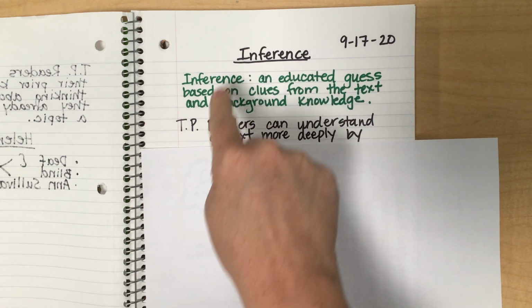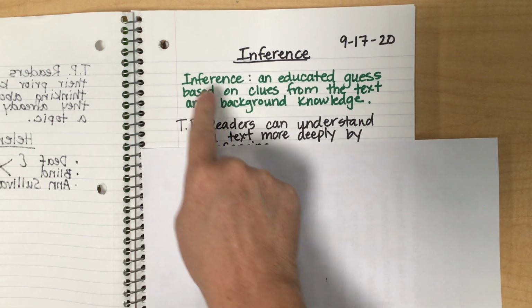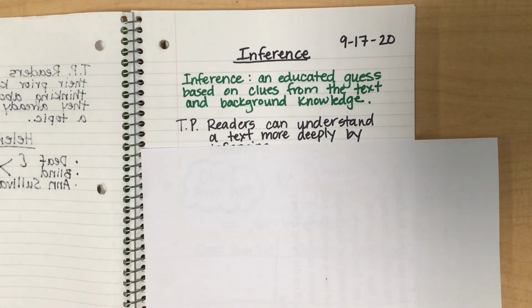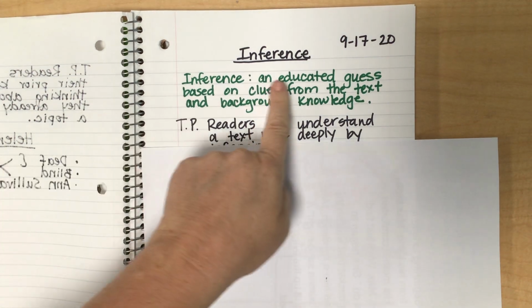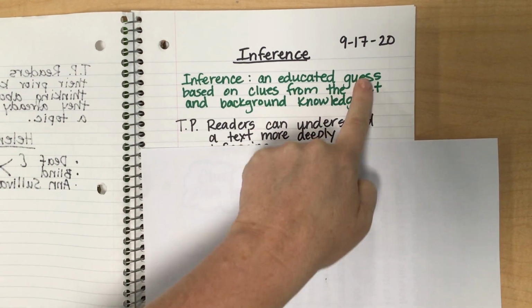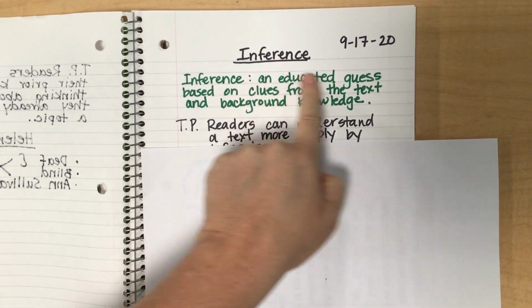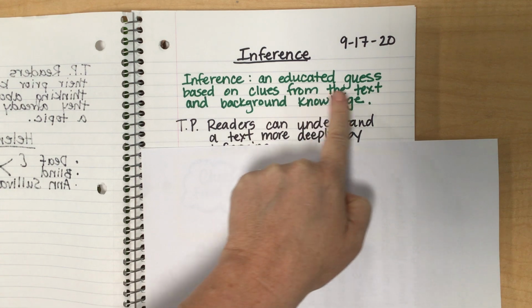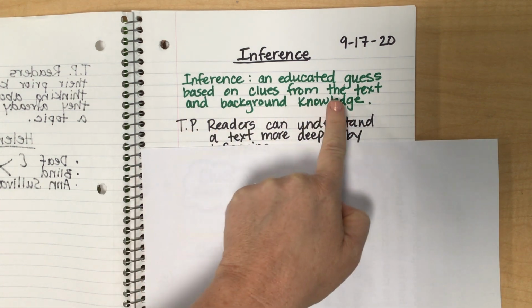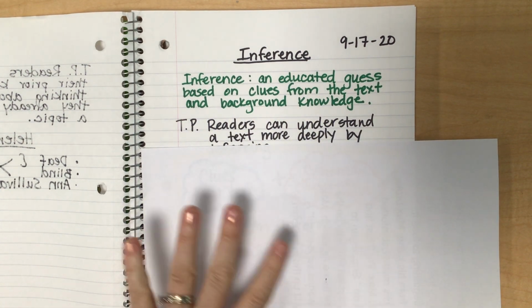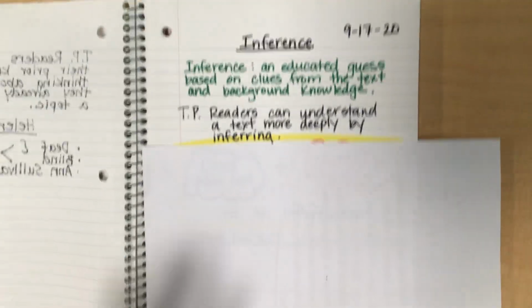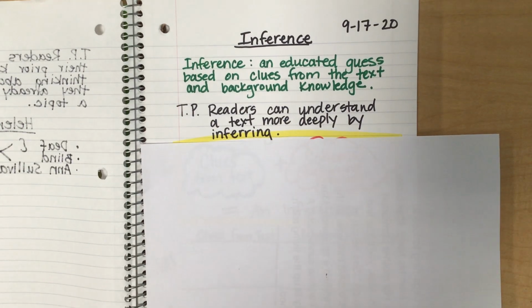I thought before we write the teaching point, let's write what an inference is. An inference is an educated guess. That means a guess based on information, right? It's not a random guess. An educated guess based on clues from the text and background knowledge. So that's what an inference is. Go ahead and pause to write that.